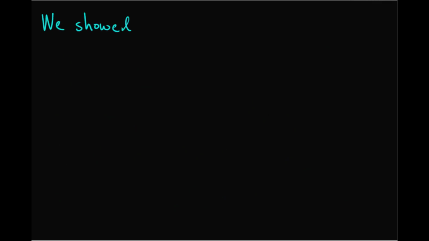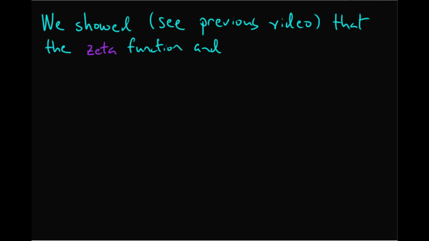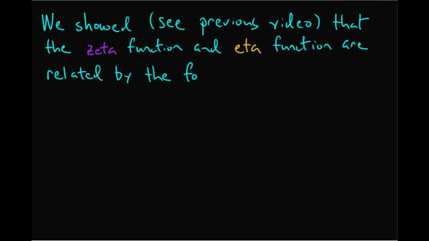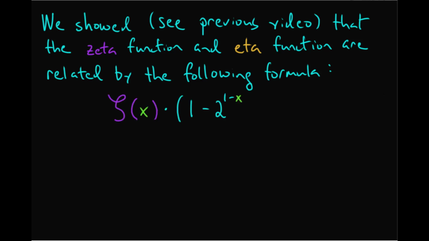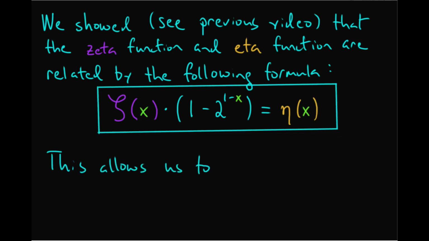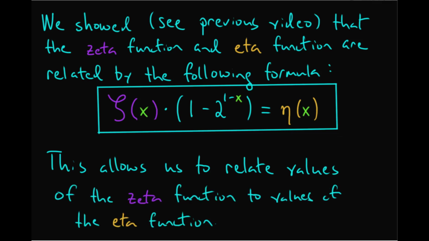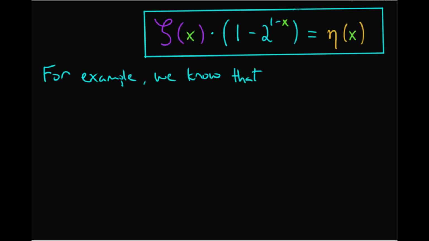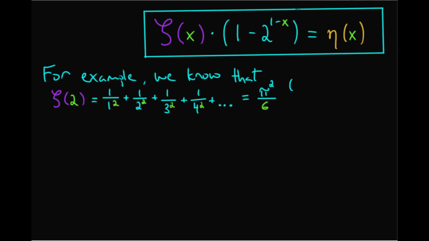And you can watch my previous video on the zeta function and eta function where we derived that the zeta function and eta function are related by this formula. Zeta of x times the quantity 1 minus 2 to the power of 1 minus x, close parenthesis, equals eta of x. And this equation allows us to relate the values of the zeta function to values of the eta function. For example, we know that zeta of 2 is defined to be 1 over 1 squared plus 1 over 2 squared plus 1 over 3 squared plus 1 over 4 squared plus dot dot dot, and that equals pi squared over 6. You can see my previous video on the Basel problem for a proof of that.